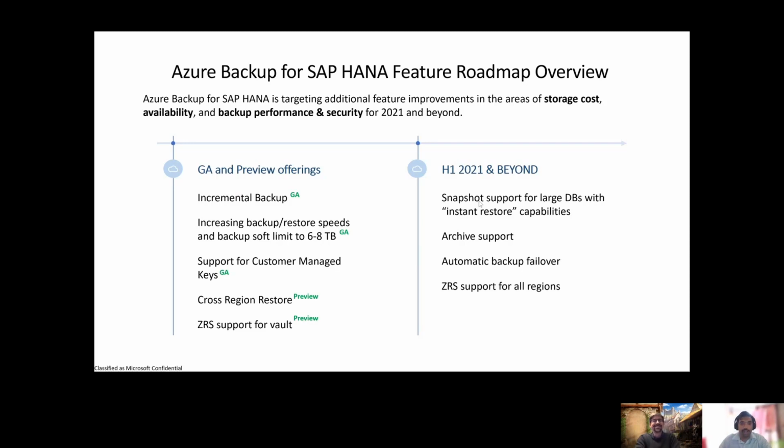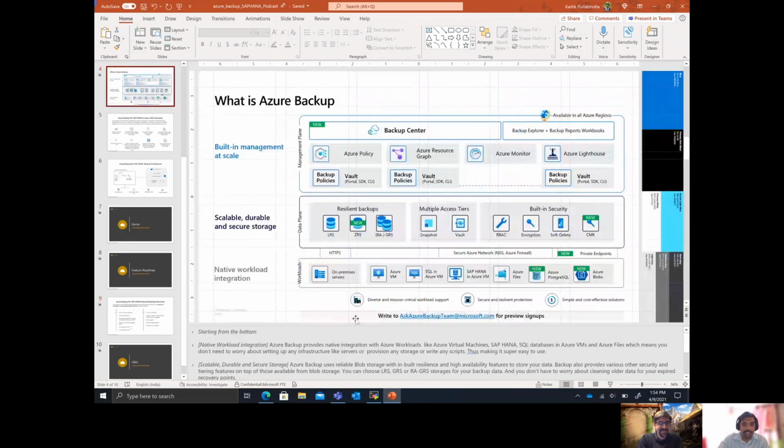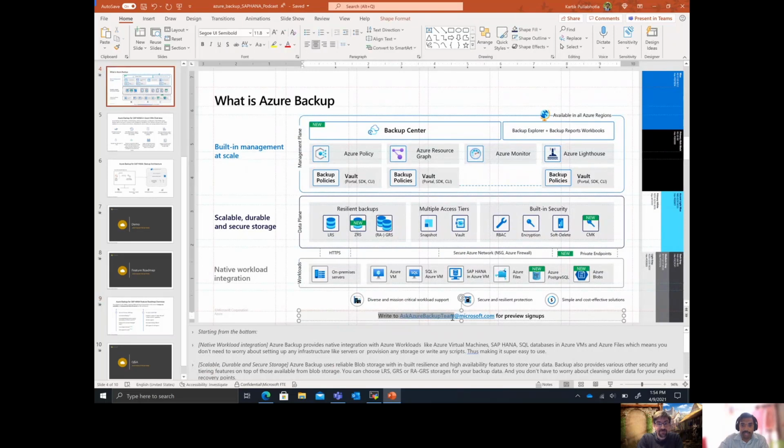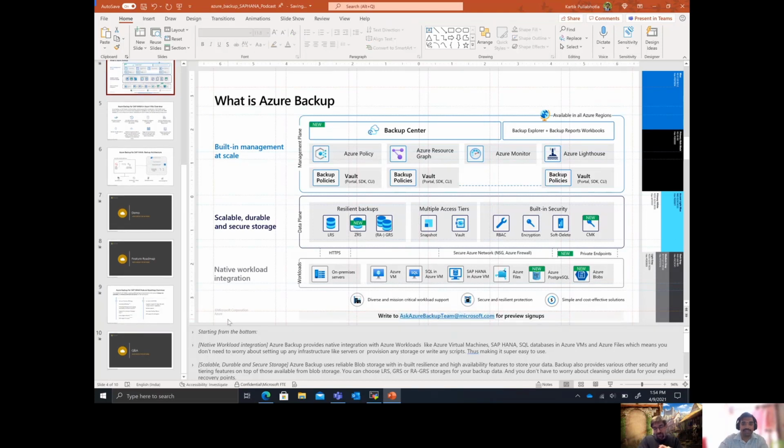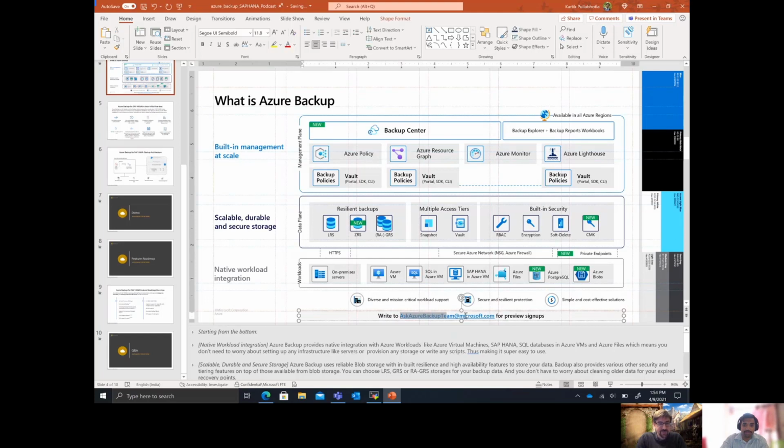And for feedback, just want to point out, sorry, it's my mistake. We basically have a team email, right? Please write to askazurebackupteam at microsoft.com. This is applicable for anything. This slide mentions it for previous signups, but ideally you can write for any query or any feedback on any product, and we would be listening and responding to you actively. Perfect, Kartik, I think that's a beautiful closing remark. So if there is feedback, send an email to askazurebackupteam at microsoft.com.